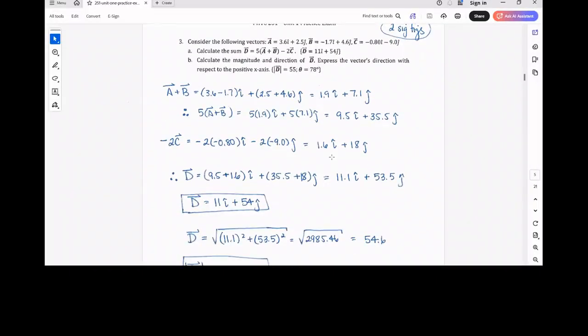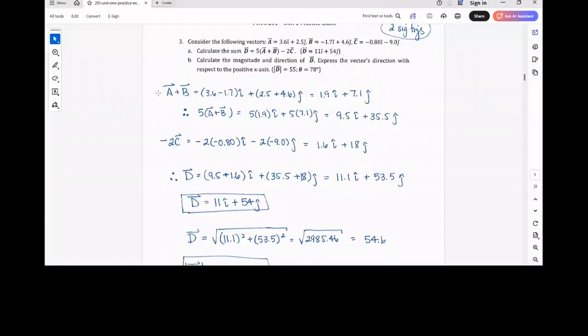Number 3 is a vector question. We've got 3 vectors, A, B, and C. They're written out here in unit vector notation, but as we're going to see, that is not the only way that we can understand what information is embedded in these vectors. I need to find vector D, which is 5 times the quantity A plus B minus 2 times C.